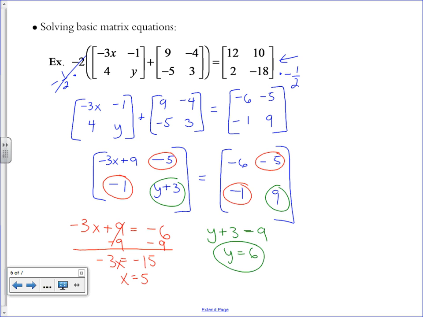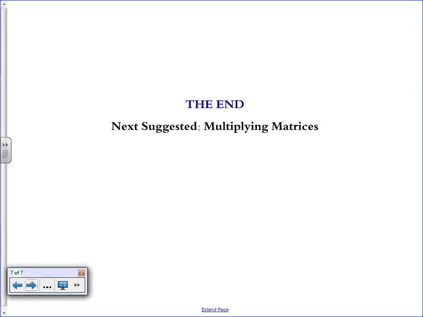So we've solved our first matrix equation just using the basic operations that we learned in this video. And that is it.